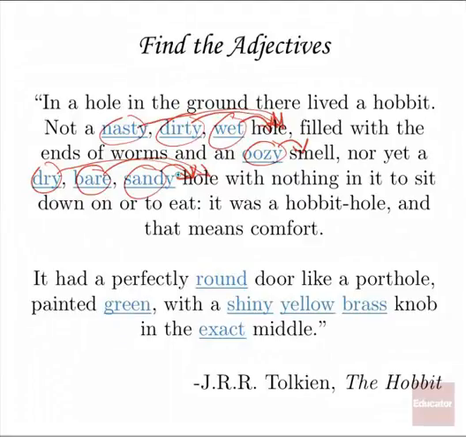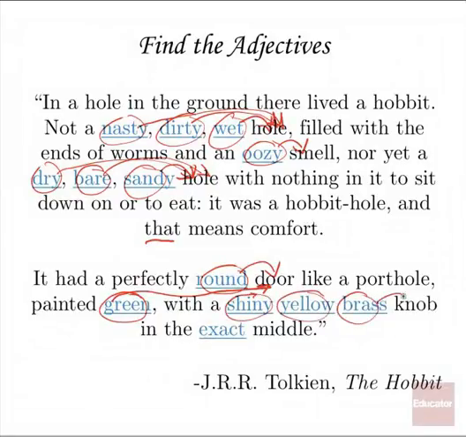It was a hobbit hole, and that means comfort. Notice that that, in this case, is not an adjective. It's acting as a pronoun, a demonstrative pronoun. That means comfort. It had a perfectly round door. What kind of door? A round door, like a porthole. Painted green. In this case, linking verb. Painted is the linking verb, and green goes back to door. With a shiny, yellow, brass knob. Once again, stacked up adjectives, all modifying one noun. A knob in the exact middle.